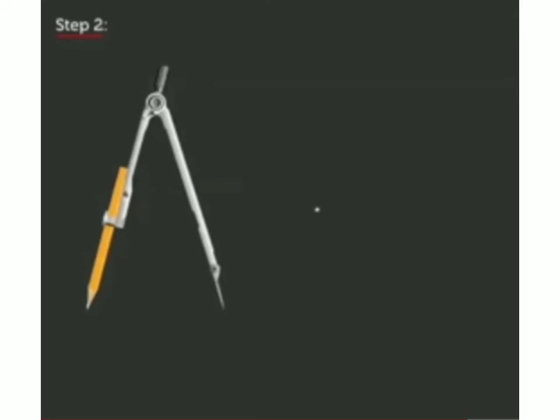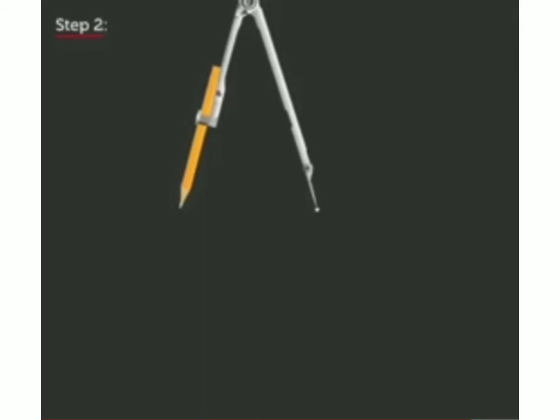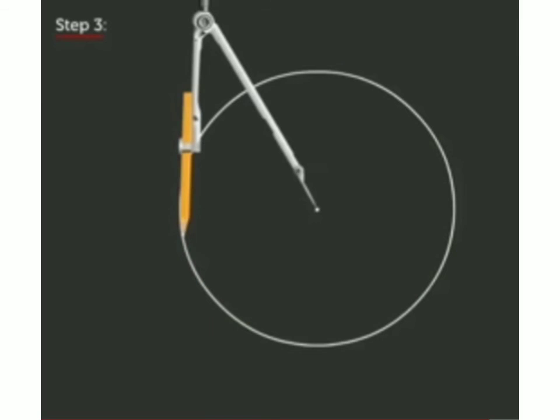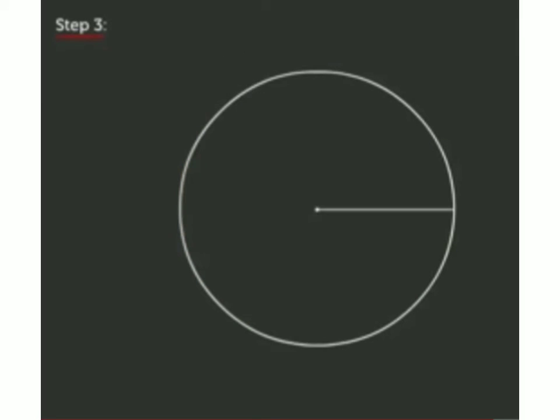Now we will mark point O in the notebook and rest the metal tip of your compass on it. Now with this center point, we swing the pencil tip on the paper until the complete circle is drawn. So here you can see with the radius 4.5 centimeter, we have drawn the circle.